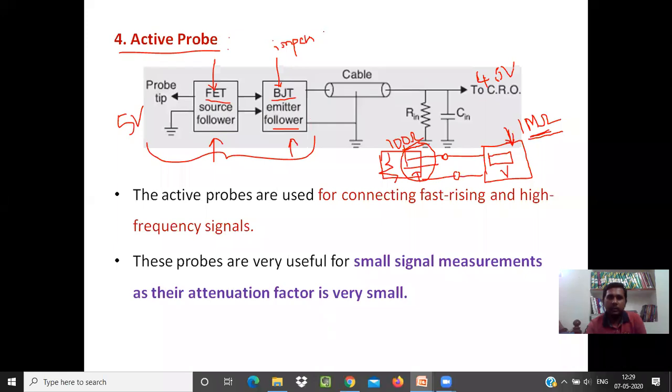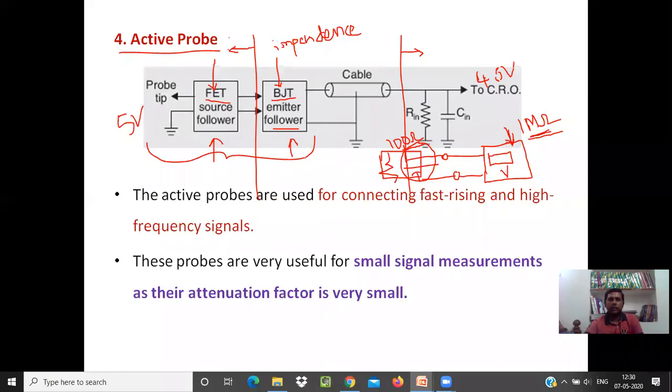The reason is we are not using it for amplification, it is used only for impedance matching of the circuit. Impedance matching means here is the FET circuit and here is the CRO circuit. Up to here it is the probe, and from here it is the CRO input. So the impedance matching of these two is also very important. This has very high input impedance, and this Rin is 1 mega ohm. That is to match the impedances. So a BJT emitter follower circuit is used in between the FET and the CRO.